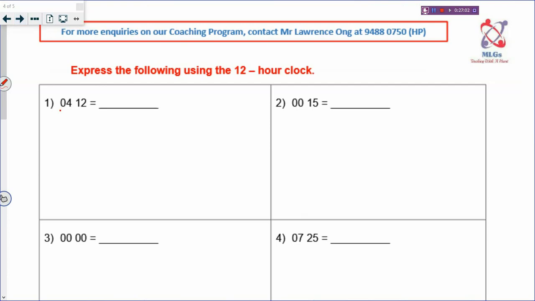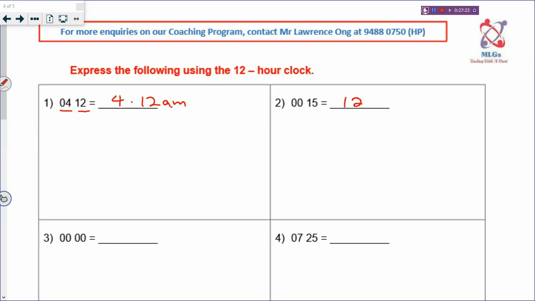Now, 0412. So what is the 12-hour time? You can see there's a 0 in front. So that's morning. So morning means a.m. Right, that's morning. So if you see a 0 in front, then that's a.m. already. All right, how about 0015? There's a 0 in front. So that would be 12:15 a.m.